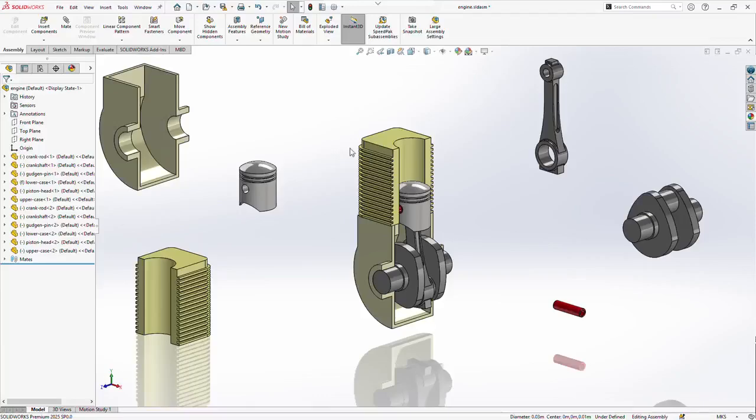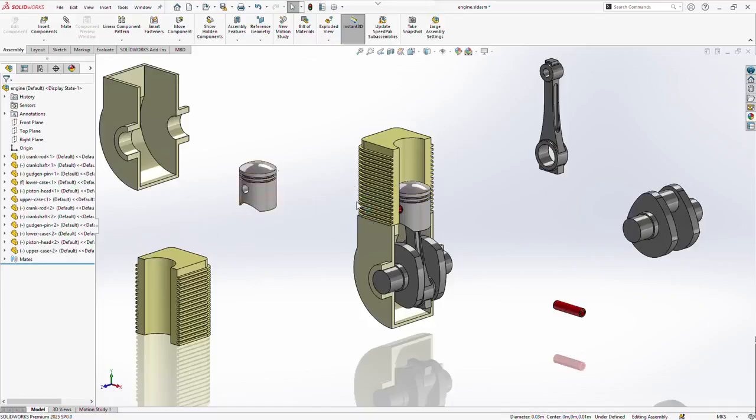So we begin by creating the essential components of the engine individually. These included the lower casing of the engine, the upper casing of the engine, the piston head, the crank rod, crankshaft, as well as the gudgeon pin. Now, each part was carefully designed based on standard dimensions and geometry to ensure compatibility during assembly.